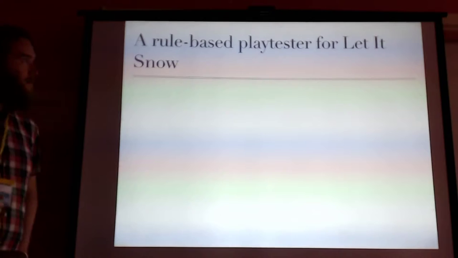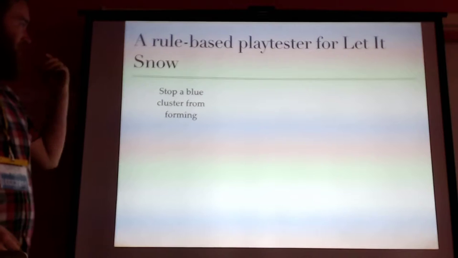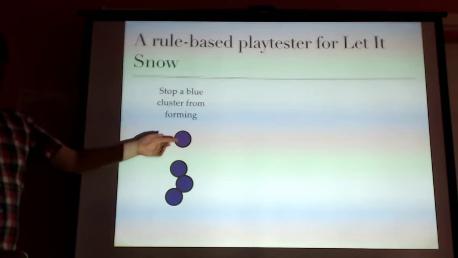So what we went with is a playtester, an AI bot that can play these levels. And this uses four pretty simple strategies. It tries to stop the blue clusters from forming by saying, okay, if we've got three blues and another one's incoming, then we tap either the one that's incoming or one of the three.